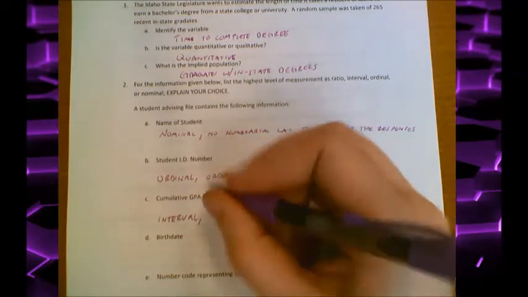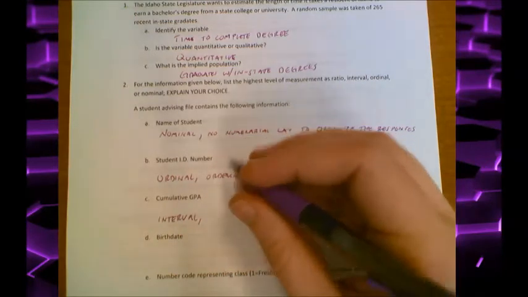And then our rationale there is, well, because multiplication and division doesn't work here, and there's not really that true 0.